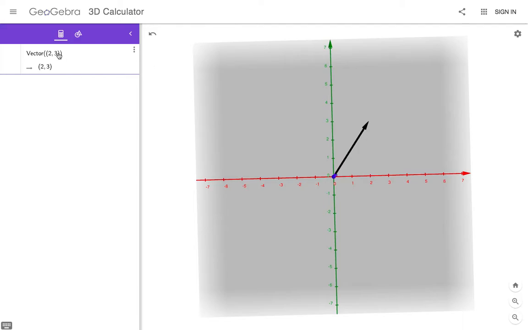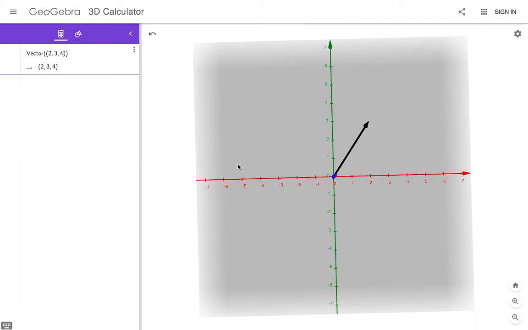Okay. Now I'm going to add a third component by adding another comma and then typing in another number. Let's say 4. Okay. You might say, what the heck? My vector hasn't changed. It's still just a vector 2, 3. Well, that's because we can only see two dimensions right now.